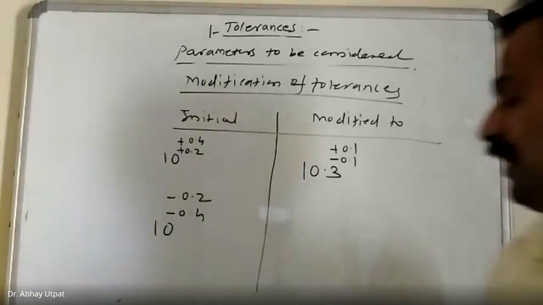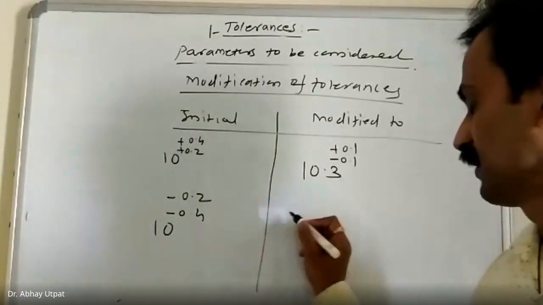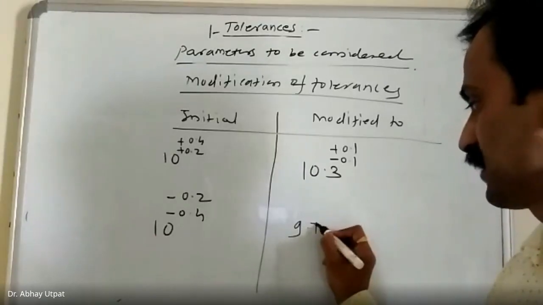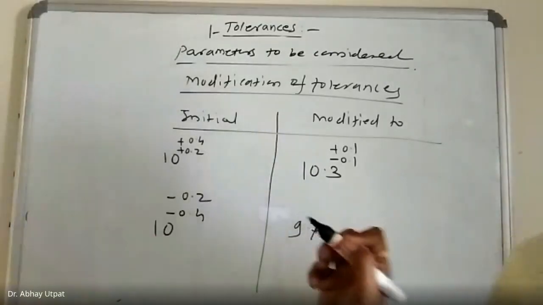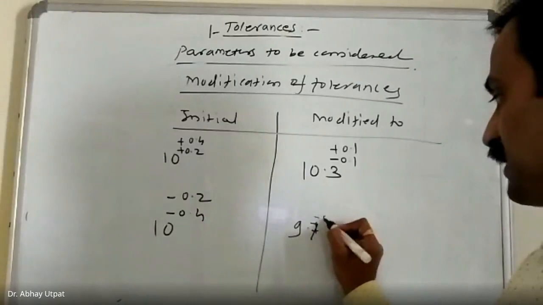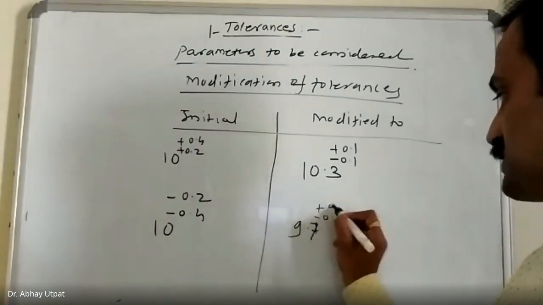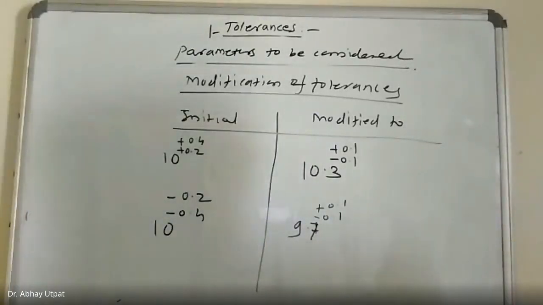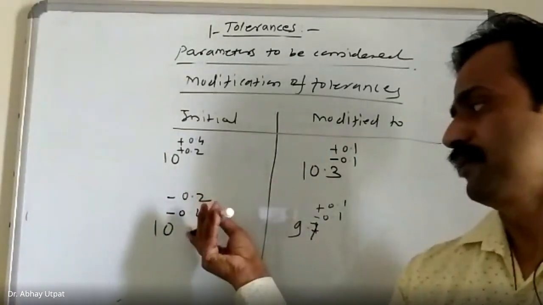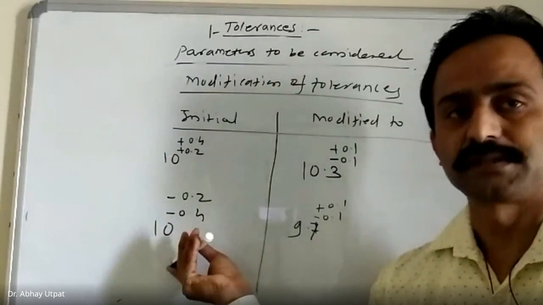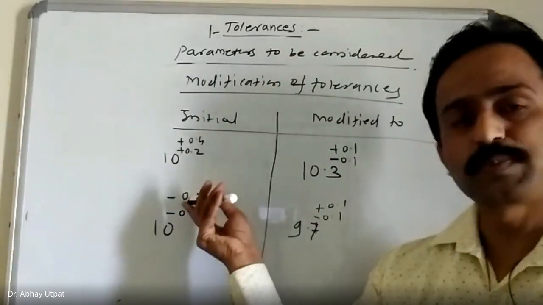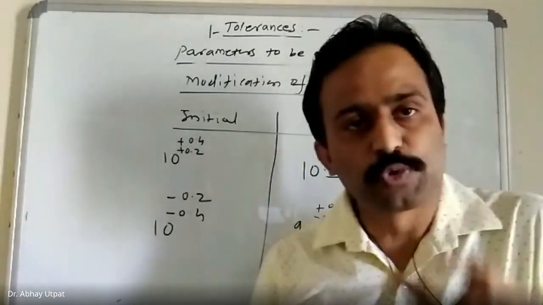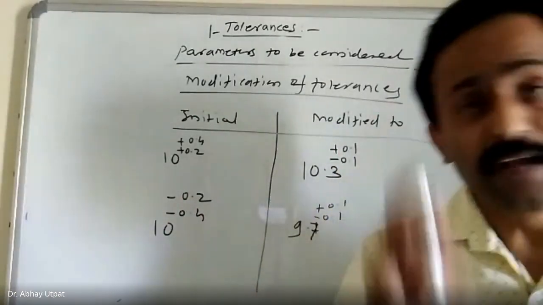Now, how can we modify it? It will be modified to 9.7, minus 0.1 plus 0.1. See here now. 10 minus 0.4 means 9.6. 10 minus 0.2 means 9.8. So your part should play between 9.6 to 9.8.